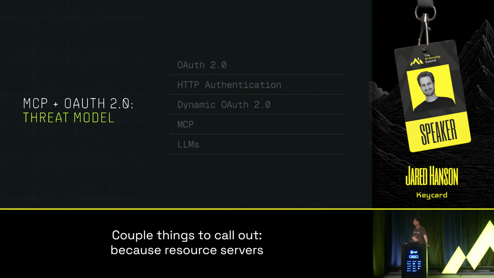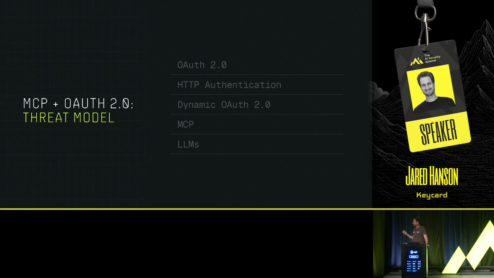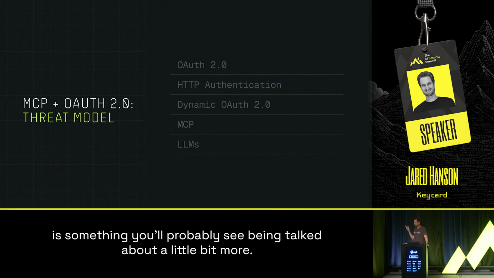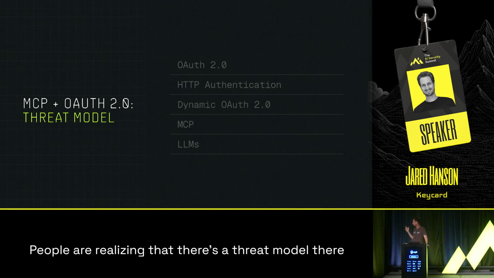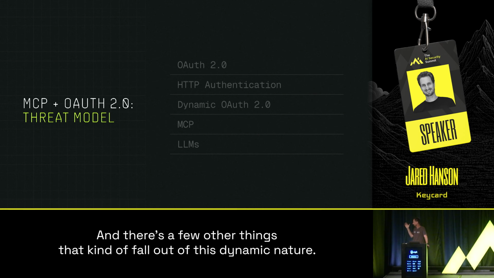A couple things to call out is because resource servers now sort of dynamically say which authorization servers protect them, there's capabilities for mix-up attacks there, which is something you'll probably see being talked about a little bit more. People are realizing that there's a threat model there that isn't totally solved, although there's proposals on how to solve it. And there's a few other things that kind of fall out of this dynamic nature.